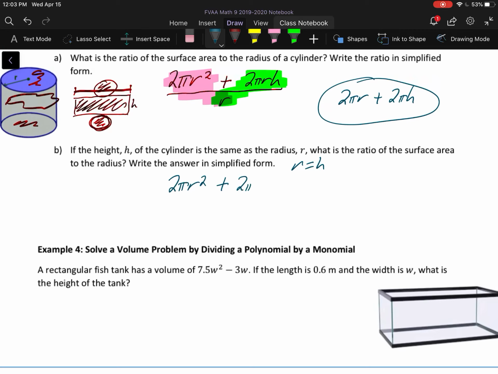So this would be 2 pi r, and instead of putting h, I put another r. Okay, divided by r, I'm still going to get 2 pi r plus 2 pi r, right? Because now one of the r's is going to cancel, gives me this, okay?